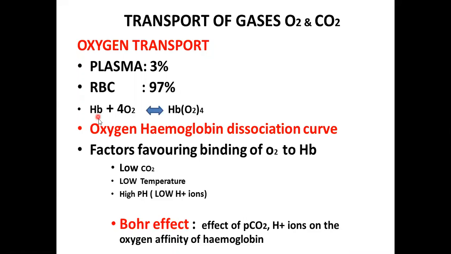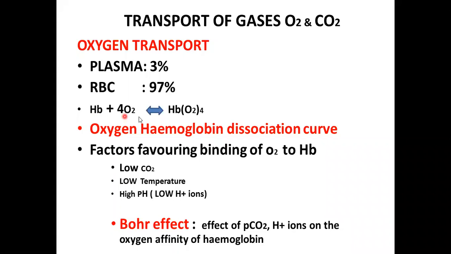So one molecule of hemoglobin is capable of carrying a maximum of 4 oxygen molecules. And hemoglobin binds with the oxygen or combines with the oxygen to form oxyhemoglobin. You know, the 4 oxygen molecules combine with hemoglobin and form oxyhemoglobin. And this oxyhemoglobin is a bright red in color.